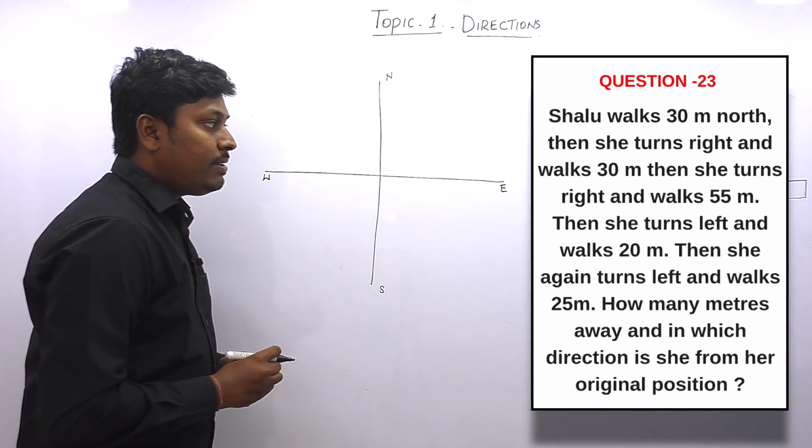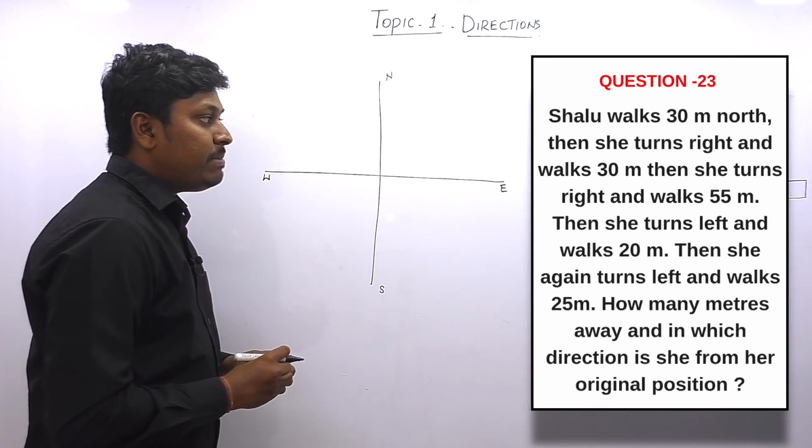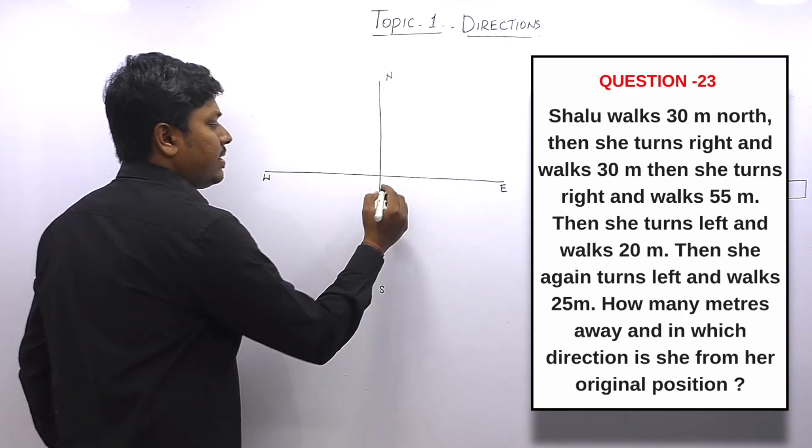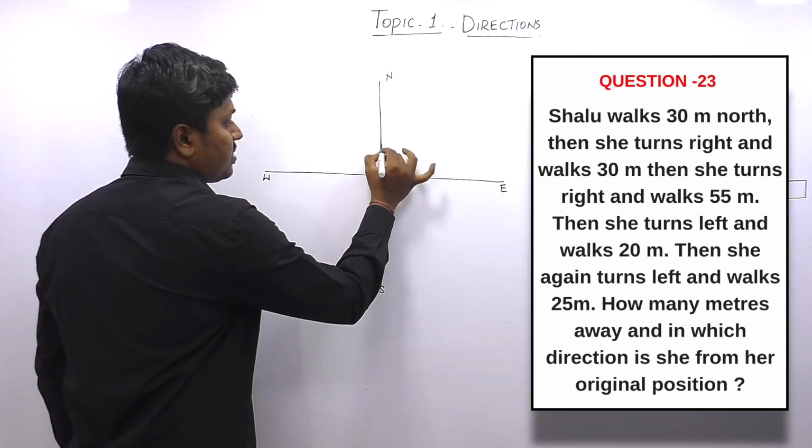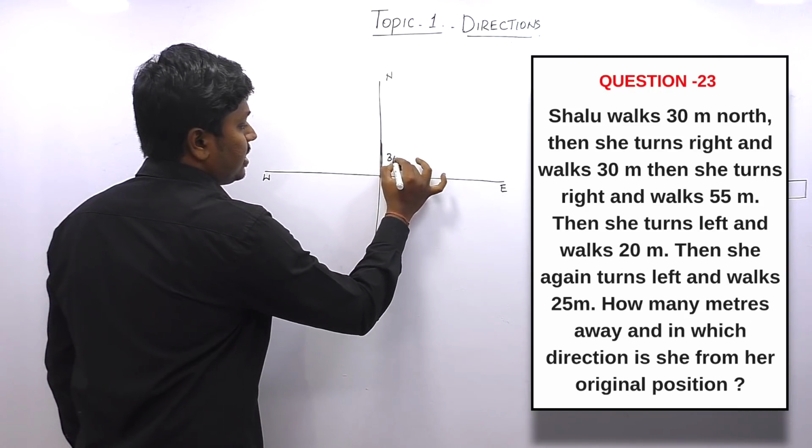Question number 23. Shahul walks 30 meters north, then she turns right. So first of all, from the starting point, Shahul is walking 30 meters towards north. So let me assume this as 30 meters.